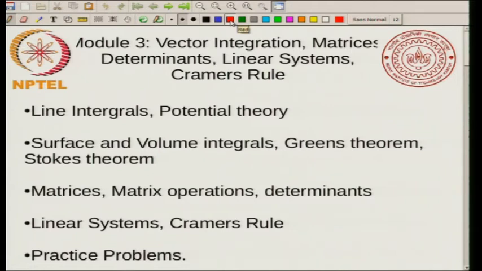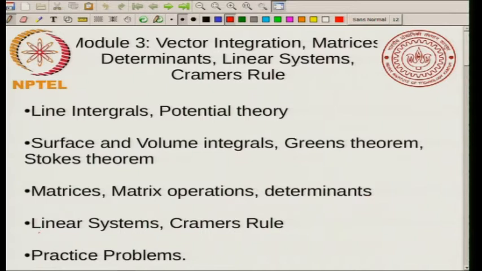So, in the first lecture of this module, I will talk about line integrals and potential theory. Then in the second lecture, I will talk about surface and volume integrals, and talk about Green's theorem and Stokes theorem very briefly. Then I will start introducing matrices, talk about some basic matrix operations, and then a little bit about determinants.